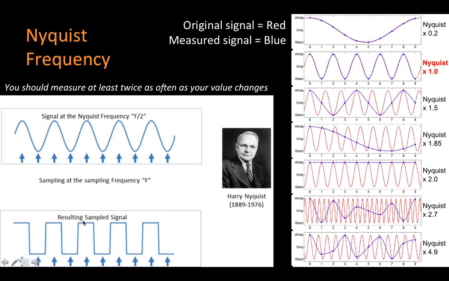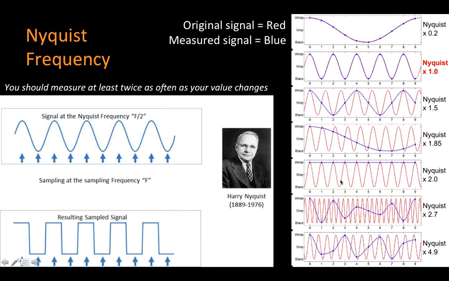So it captures all the changes, and it captures the amplitude, so the minimum and maximum values. So both the amplitude and the frequency of the original signal. What is a signal? Your rate of change of your system. However, if you start measuring slowly, slower than your rate of change, then some bad things start to happen.